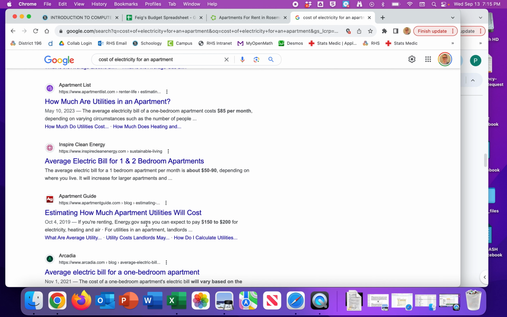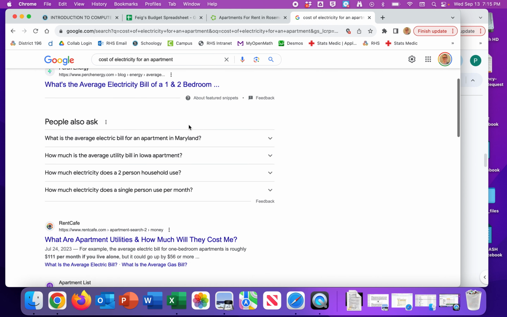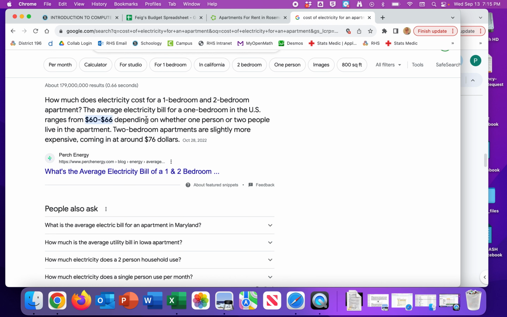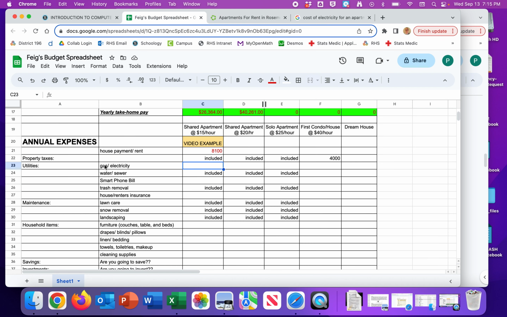If you're renting, energy.gov says you can expect to pay $150 to $200 for electricity and heating and your air conditioning. So that has everything all together. This number up here that I found, this is just electricity. So back to the spreadsheet, right? It said gas and electricity. Gas is what heats your house. So you could just say, okay, that's going to be $150 a month. Parenthesis 150 times 12 parenthesis divided by 2 because I have a roommate. So I'm going to spend $900 to have my electricity, my heat, my air conditioning, all of that.